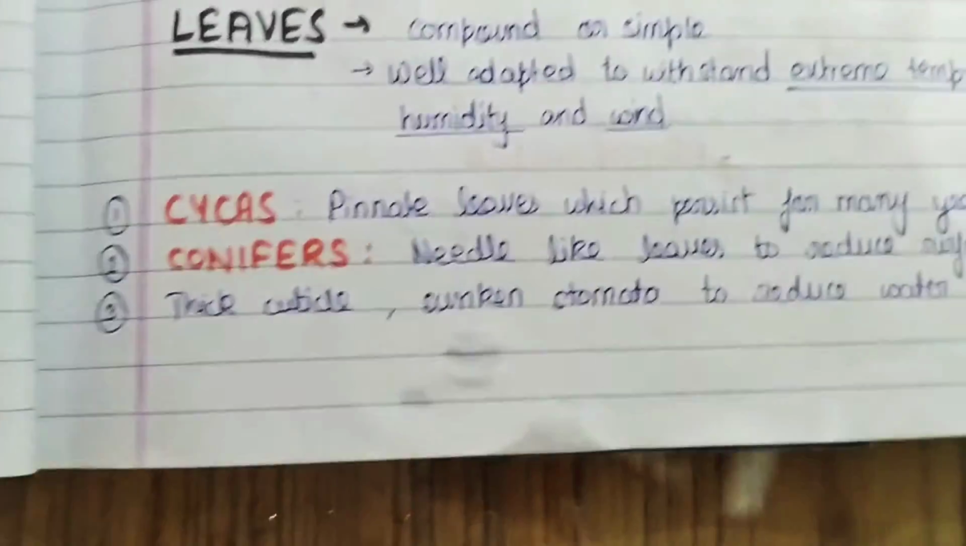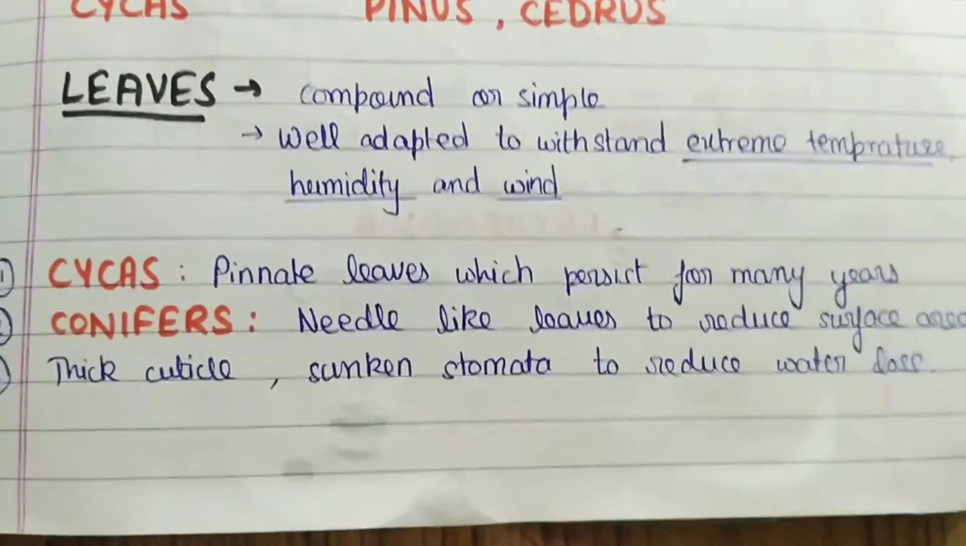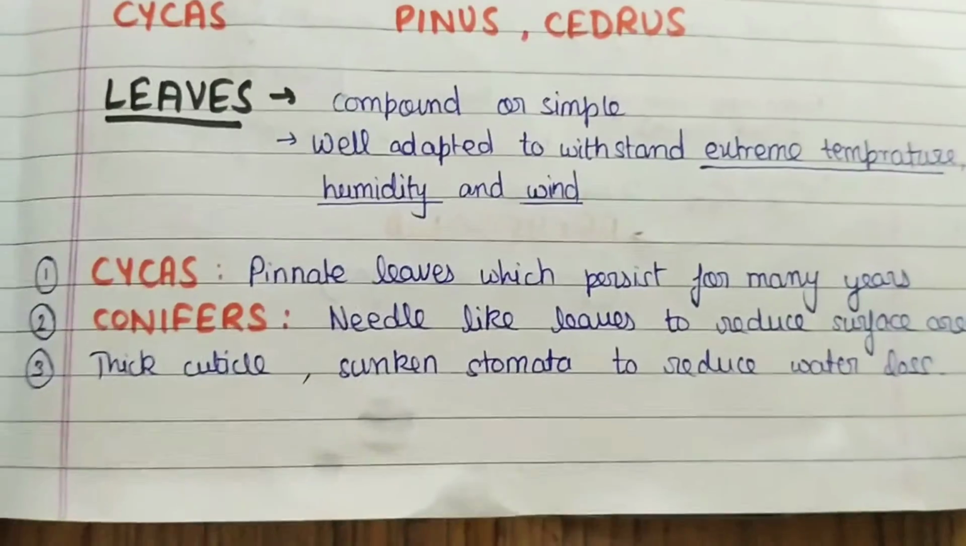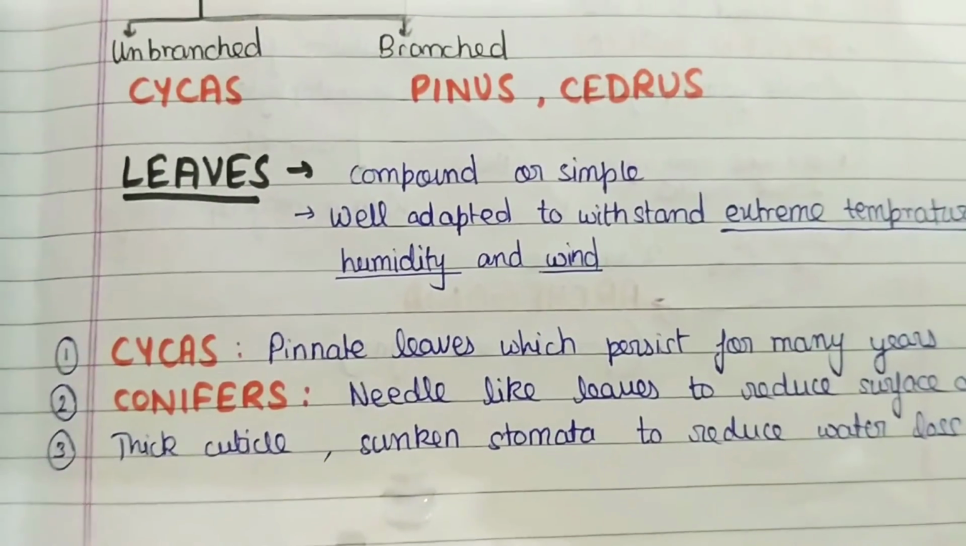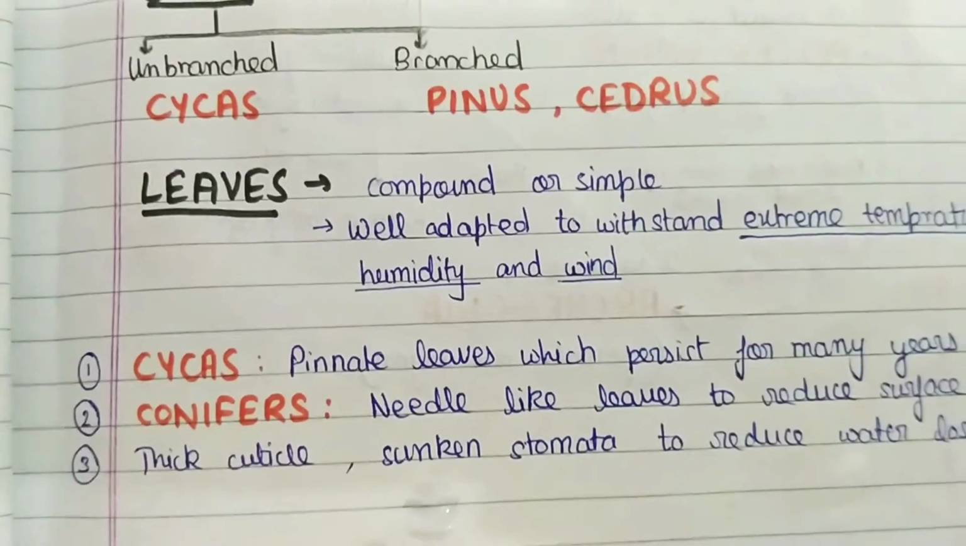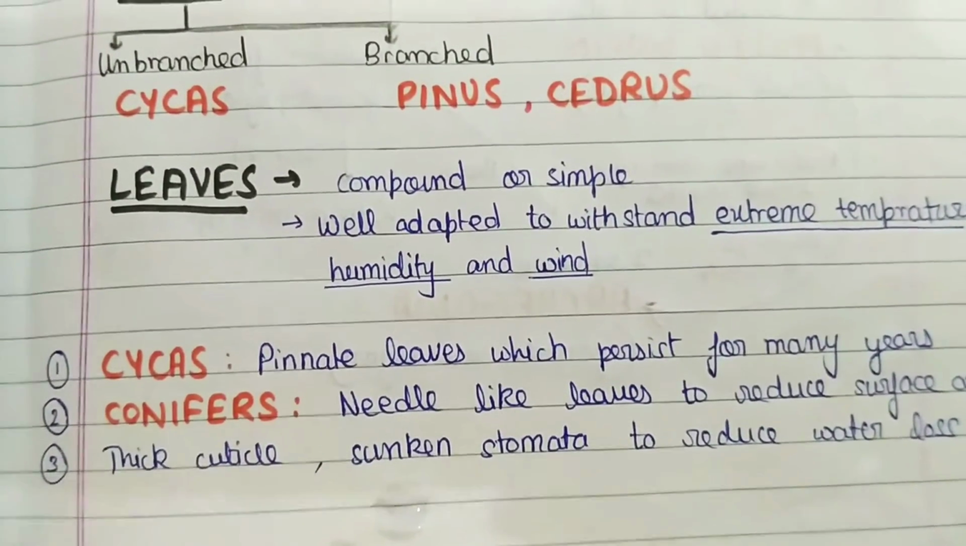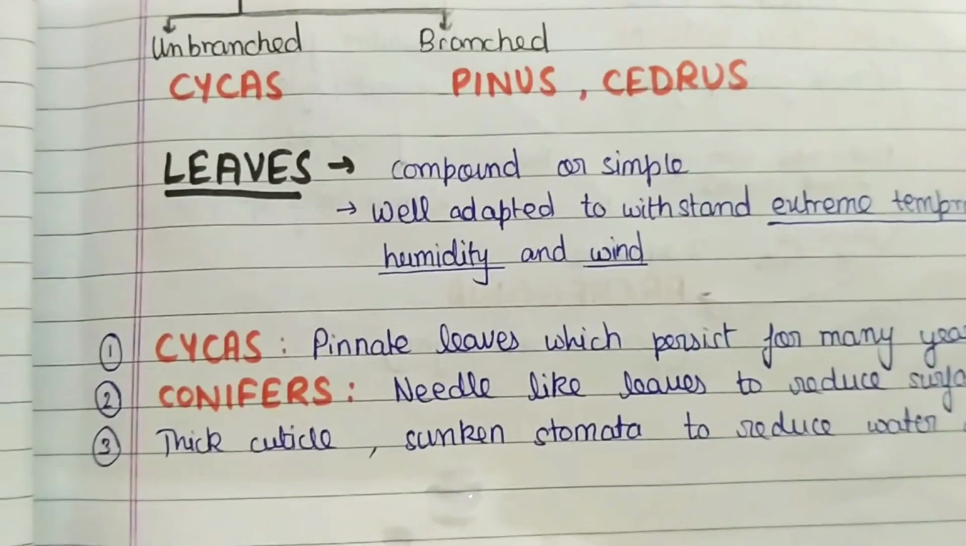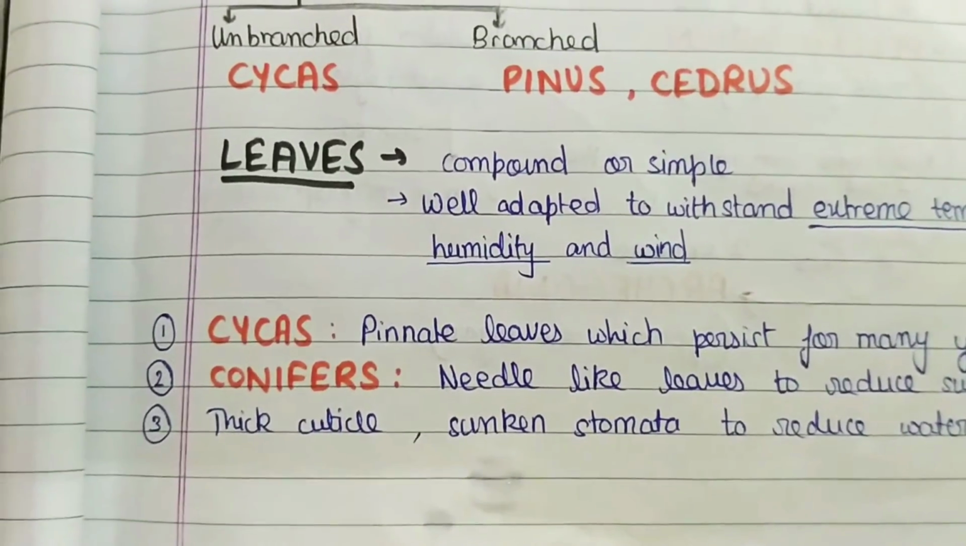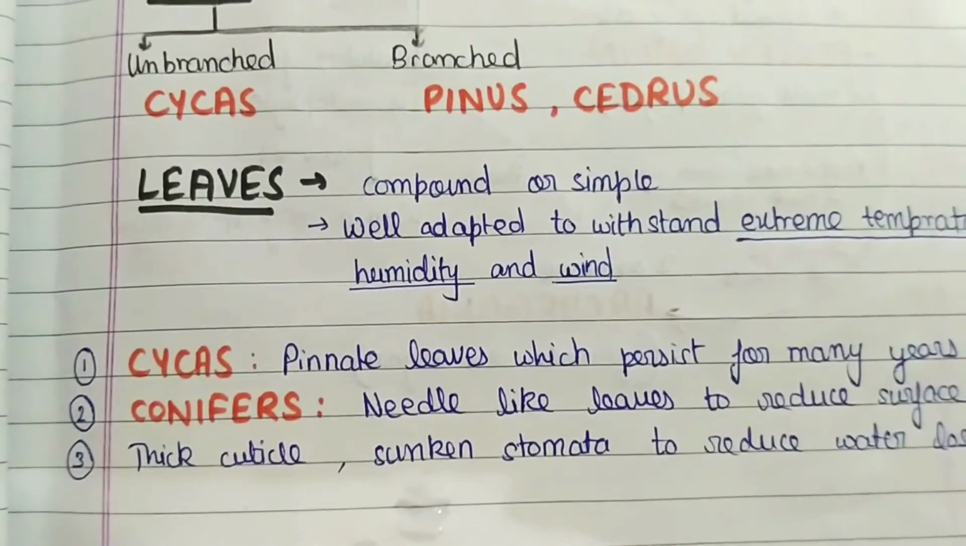Second is the conifers. Conifers have needle-like leaves to reduce the surface area, and as we all know, for the reduction of water loss, we have sunken stomata and a thick cuticle. Now coming to the next paragraph of gymnosperms, which is about the sexual reproduction in gymnosperms.